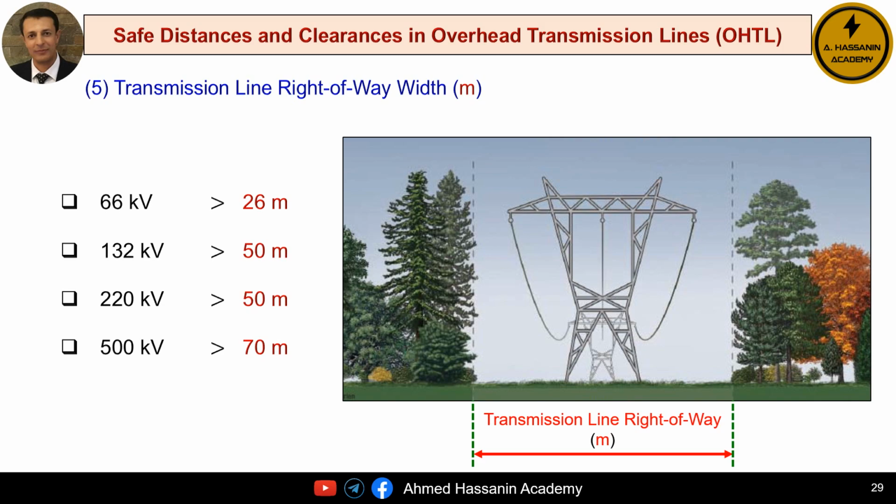For example, the right-of-way width for an overhead line with a voltage level of 66 kilovolts must not be less than 26 meters, or in other words, not less than 13 meters from the center line of the overhead line to each side. Also, the right-of-way width for an overhead line with a voltage level of 132 kilovolts or 220 kilovolts must not be less than 50 meters, or not less than 25 meters from the center line to each side. In the case of an overhead line with a voltage level of 500 kilovolts, the right-of-way width must not be less than 70 meters, or 35 meters from the center line to each side.